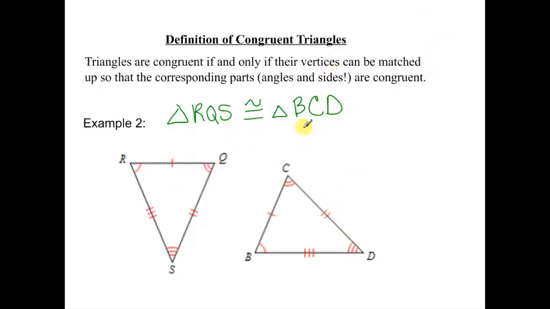Could I write it a different way? Absolutely. If I want to mix this up, maybe I want to go, let's just say Q first, and then S, and then R. Then how does that change the way I write my second statement? Well, I still need Q to match with C. So if Q's first, then C gets to come first. So that's going to be C. S matches with D. Put that next, and last, R matched with B. So you can mix it up. It's the correspondence that you set up that's important.